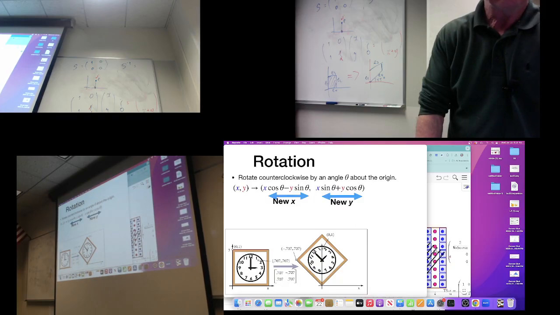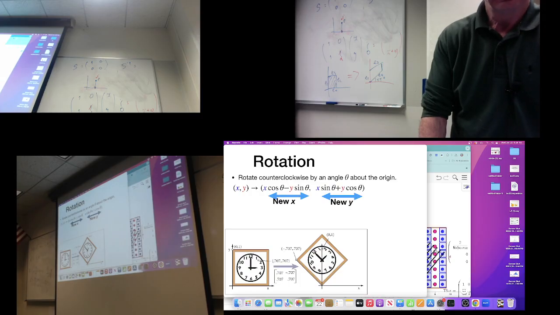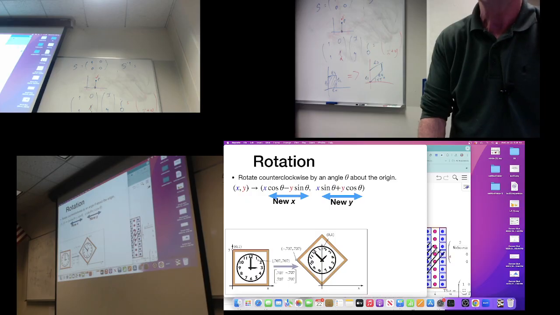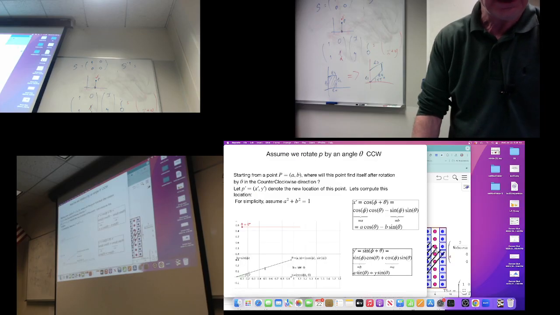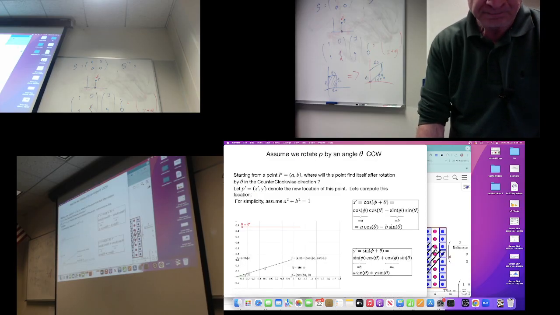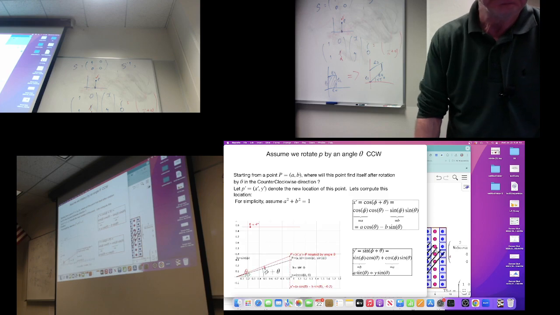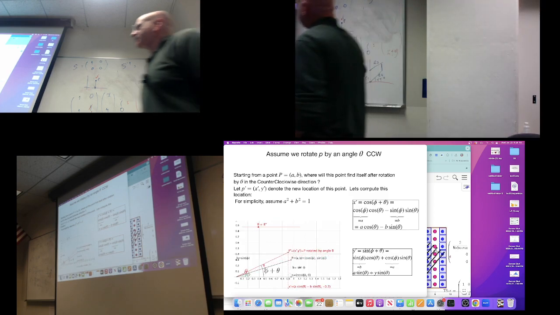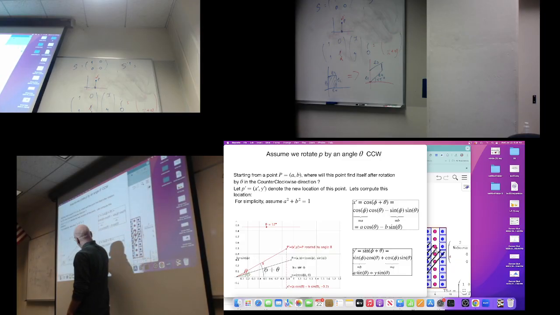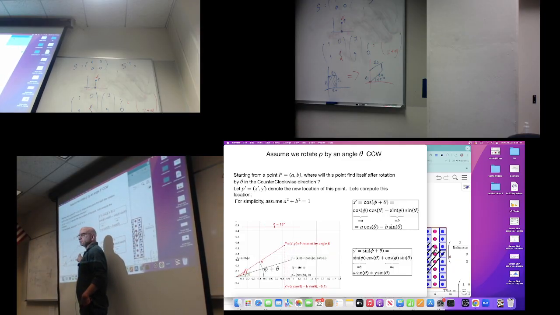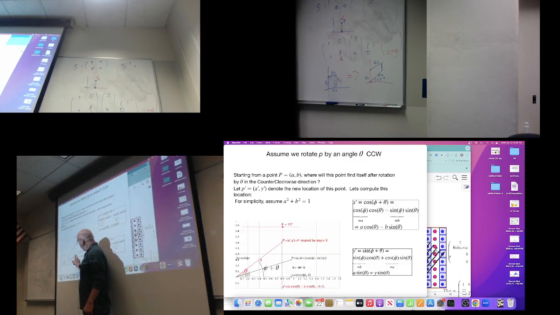And once again, here is the new x value. Here is the new y value. And we can see this formula in different ways, and it's good to understand where it's coming from in a few ways. So, oh, I forgot the animation. How do I rotate a point? Here is a point P. I want to rotate it by theta.